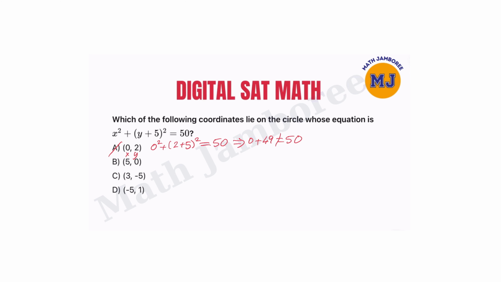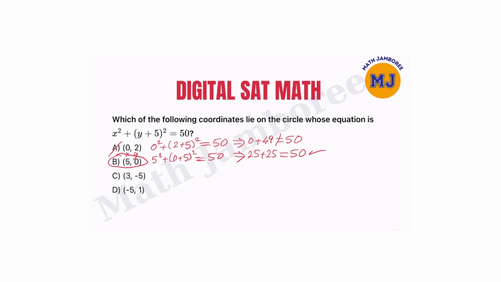So we're going to substitute 5 for x and 0 for y in this case. 5 squared plus (0 plus 5) squared. Does this give you 50? Let's check. 5 squared is 25, plus 0 plus 5 is 5, and 5 squared is again 25. Does this give you 50? 25 plus 25 is 50, yes, it does. Therefore, the answer should be B.